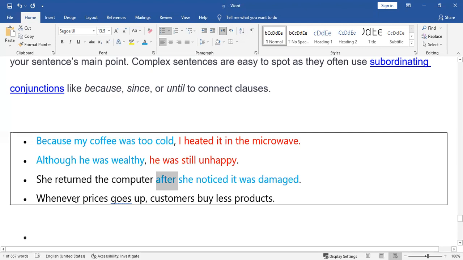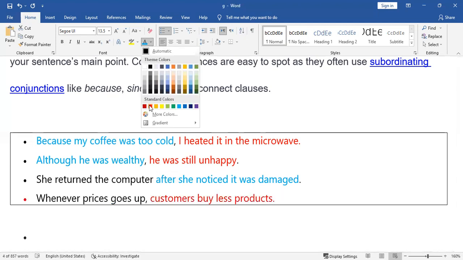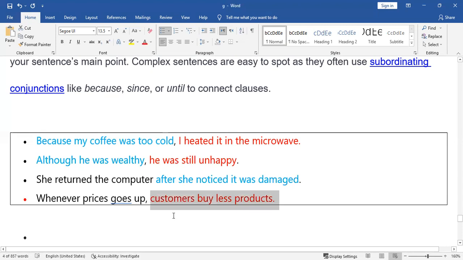اوكي. Whenever prices go up اللي بيحصل customers buy less products. يبقى customers buy less products. This is the main clause or the independent clause. لانها ممكن تعمل جمله لوحدها. Customers buy less products. Okay, but I want to give more information about this.